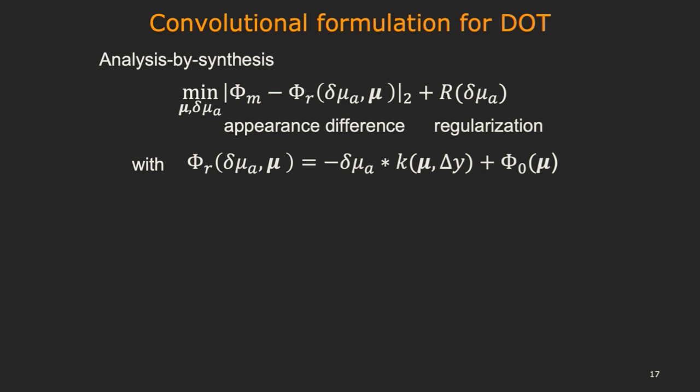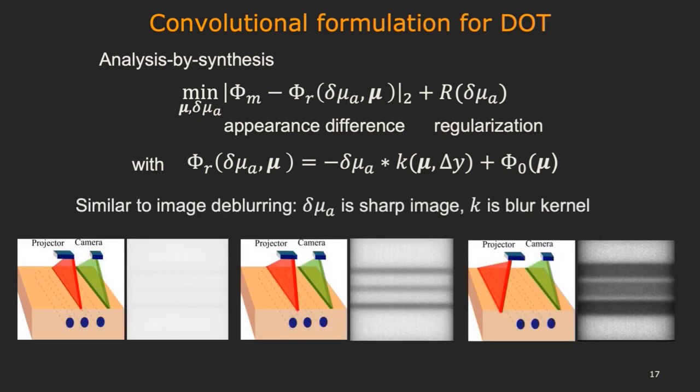Given the measured values, we can estimate the absorption variations due to heterogeneities and the scattering parameters for the surrounding homogeneous medium. This can be done in an analysis by synthesis approach, where we optimize for the variables to minimize the difference between the captured image and the rendered images, plus a regularization term. This is similar to some image deep learning pipelines, where the absorption variation corresponds to the unknown sharp image and the sensitivity kernel corresponds to the blurring kernels.